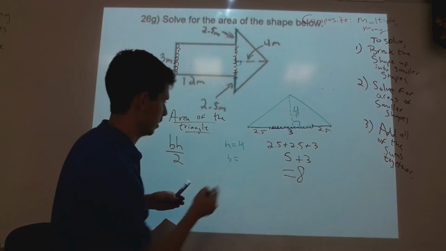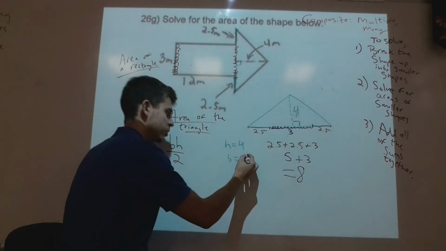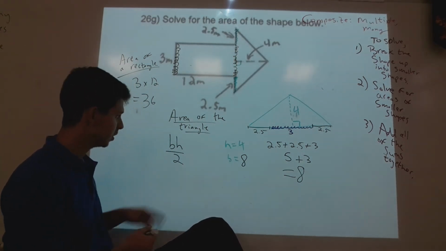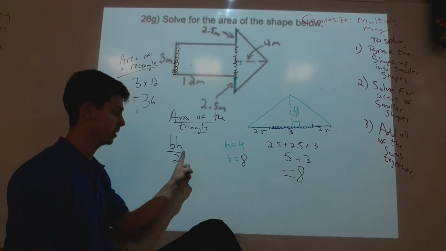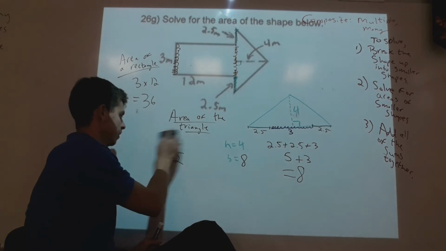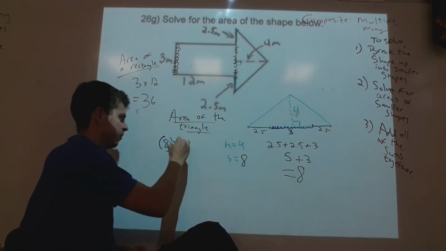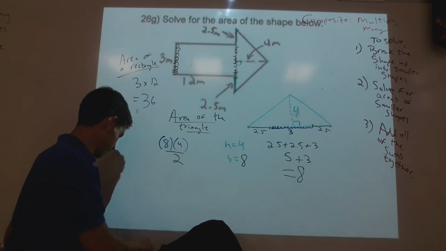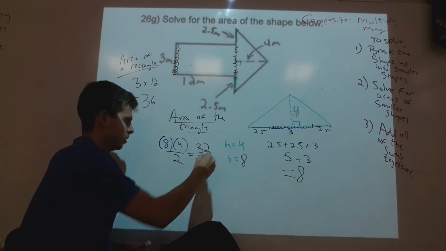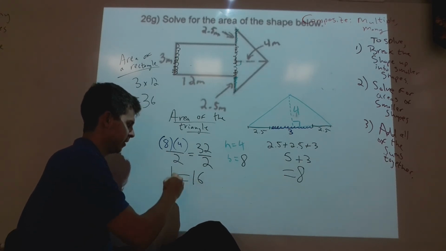So I'm sorry, I thought we had done it. No, so the base now is equal to 8. Okay, we've got the height and the base. So let's go ahead, take our values of the height and the base, and substitute them in for this formula. So the base is 8, and the height is 4. We'll do this multiplication. 8 times 4 is equal to 32, and then divide by 2. 32 divided by 2 is equal to 16.